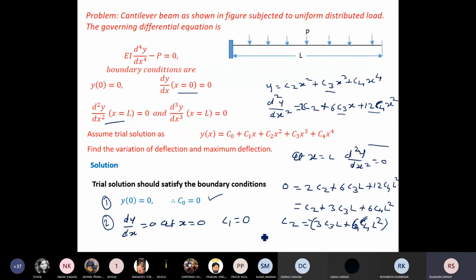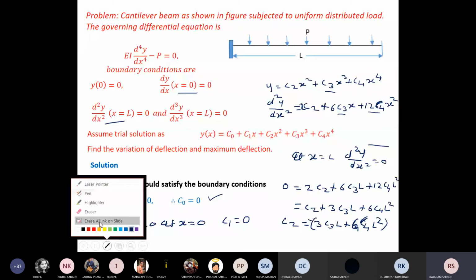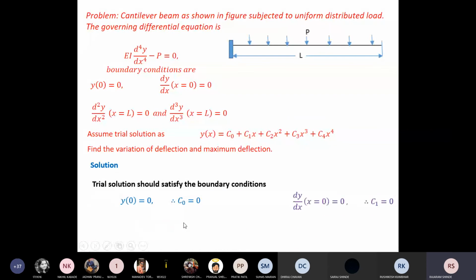Now, according to the third boundary condition, you got this one. C2 is equal to minus 3c3L minus 6c4L square. Okay. Now, what I will do, I will show you on the slides. I have explained the process here by writing. Now I will erase it and show you. According to the second boundary condition, you got c1 is equal to 0.